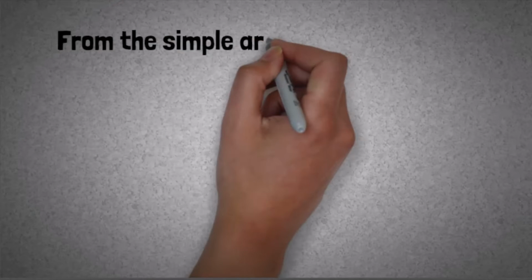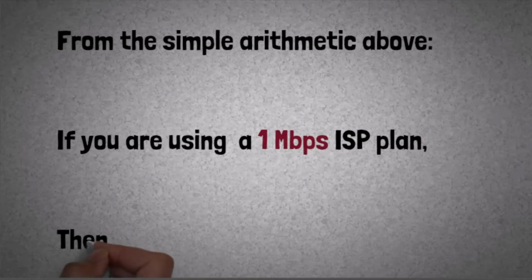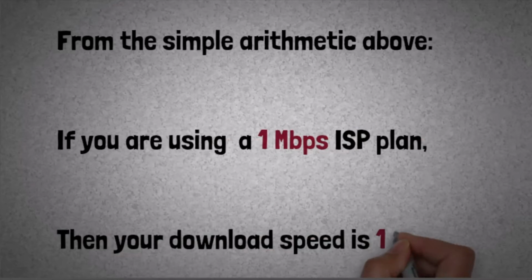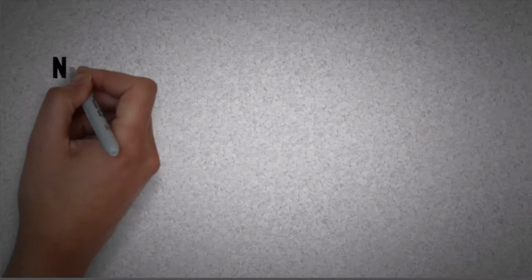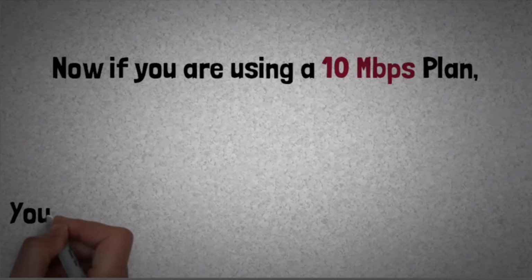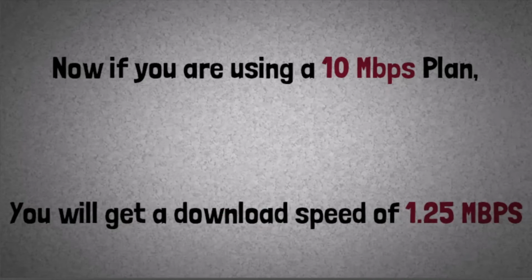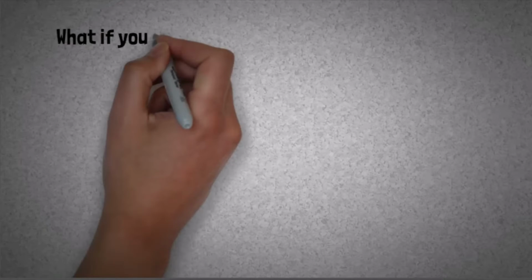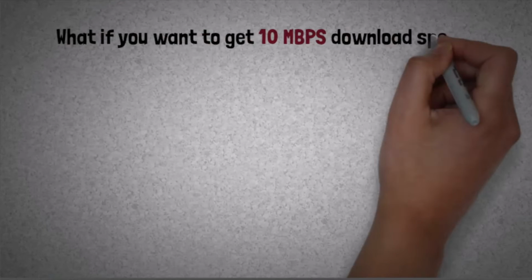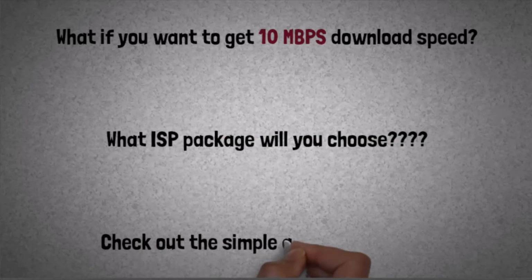From the simple arithmetic above, if you are using a 1 Mbps ISP plan, then your download speed is 125 kilobytes per second. Now if you are using a 10 Mbps plan, you'll get a download speed of 1.25 MBps. What if you want to get a 10 MBps download speed? What ISP package will you choose? Check out the simple arithmetic below.